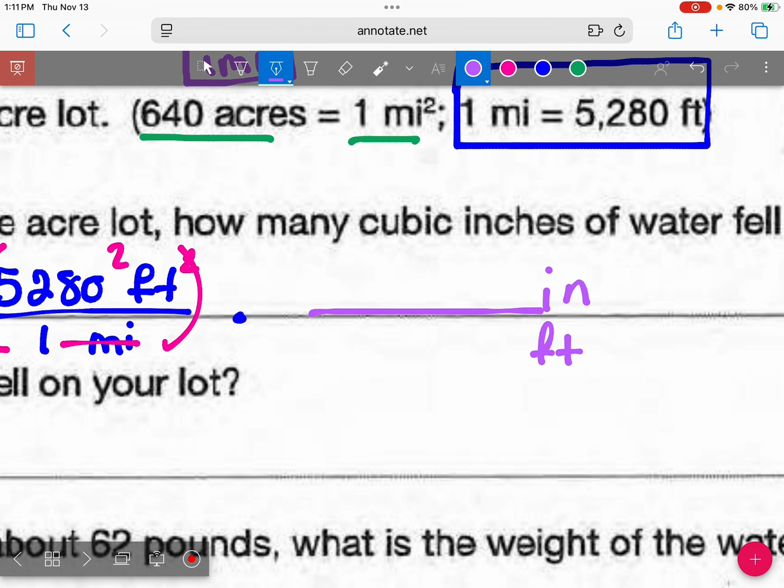What do we know about the relationship between inches and feet? How many inches are in a foot? 12 inches in 1 foot. But if I need feet squared to cancel out, we're going to square them. Then my feet squared will cancel out, and we're going to be left with square inches. So I can take my 1 acre times 5,280 squared times 12 squared divided by 640, and that'll tell us how many square inches we have on our 1 acre farm.